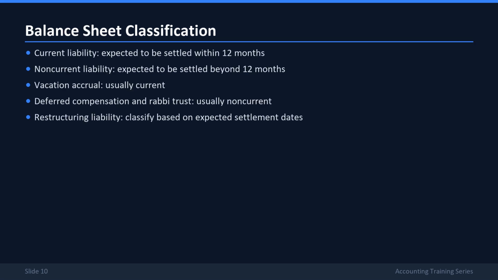Each compensation liability must be classified as current or non-current based on when it is expected to be settled. The vacation accrual is almost always a current liability because most employees take their time off or receive payouts within 12 months. Deferred compensation liabilities and corresponding rabbi trust assets are usually non-current because they are tied to retirement, which is typically more than a year away. Restructuring liabilities should be split between current and non-current based on the expected timing of individual severance payments under the plan.